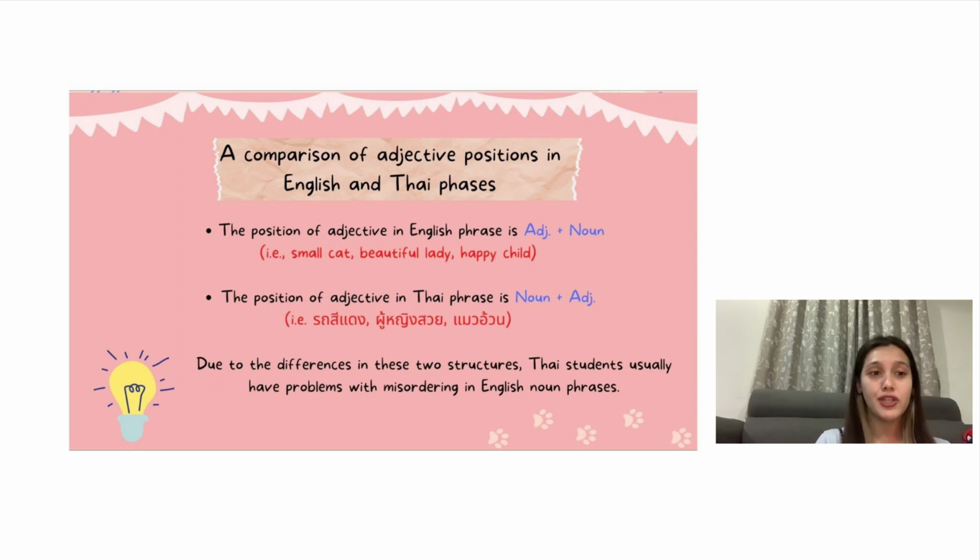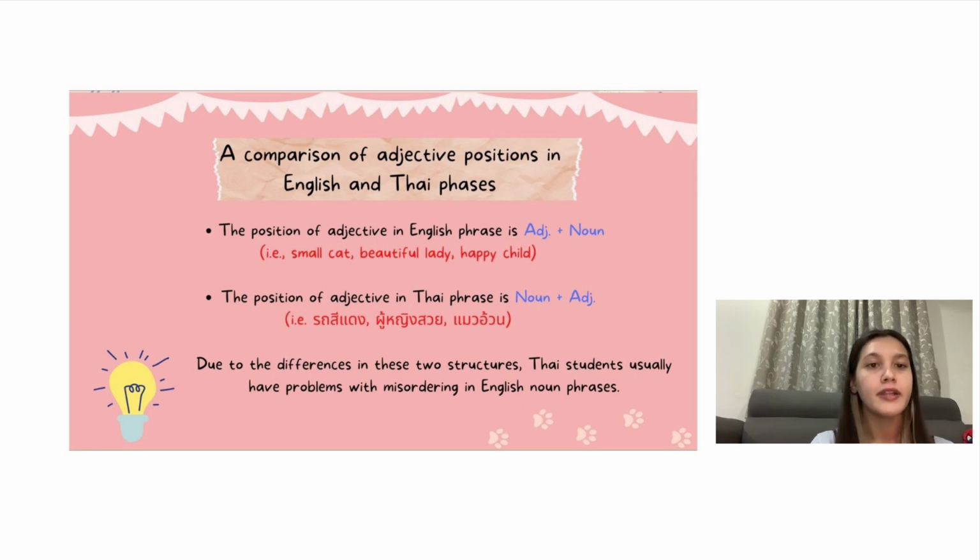Next, in order to make you understand more about the position of adjectives in noun phrases, I would like to show you a comparison of adjective positions in English and Thai phrases. As you can see on the screen, the position of an adjective in an English noun phrase is adjective plus noun, or adjectives come before a noun. For example, small cat, beautiful lady, happy child.